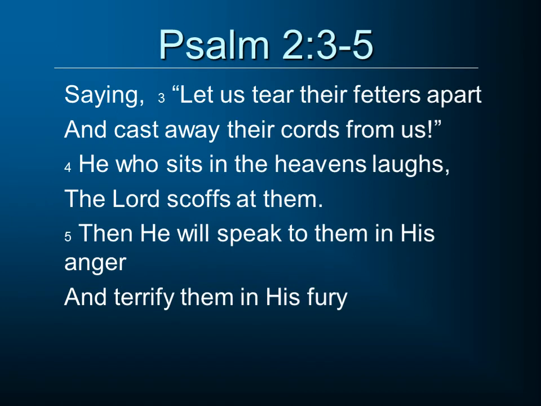Going on to verse 3, "Let us tear their fetters apart and cast away their cords from us." Notice tearing their fetters apart, casting their cords away from us. Those are the same thing. That's in parallel. Verse 4, "He who sits in the heavens laughs," and laughing and scoffing are the same thing. The one who sits in the heavens is the Lord. And then verse 5, "He will speak to them in his anger and terrify them in his fury." His anger and fury, those are in parallel together.